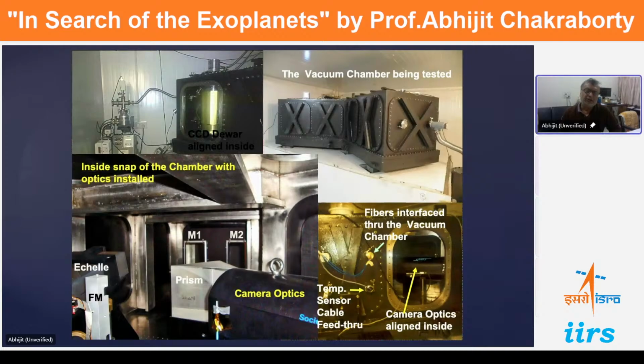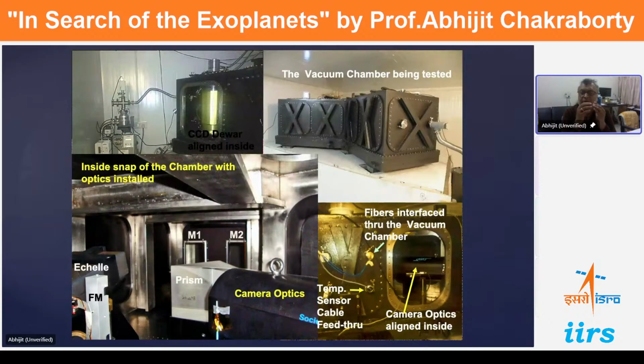Now, to do that, you have to do 2 things. You have to stabilize the instrument temperature-wise as well as air-pressure-wise. Because if there is a change of pressure of 1 millibar in the atmosphere, then the instrument may shift by 100 meter per second. Similarly, if there is a change of temperature of 1 degree Celsius, then there may be an instrument drift of 100 meter per second.